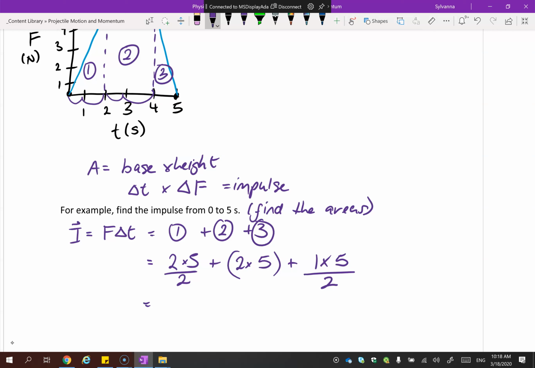Now we're going to simplify. We have an area of 5 for the first triangle, an area of 10 for the rectangle, then an area of 2.5 for our last triangle. Adding these all up, we get 17.5. Now for our units, we are multiplying force, which is in newtons, and time, which is in seconds. So our final unit is going to be newton times second.